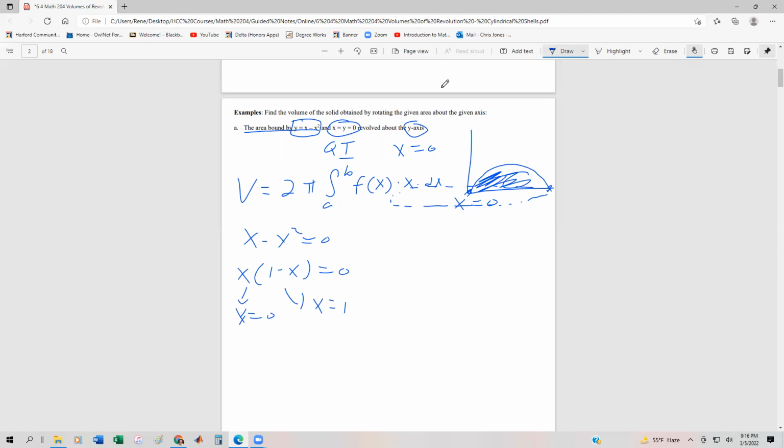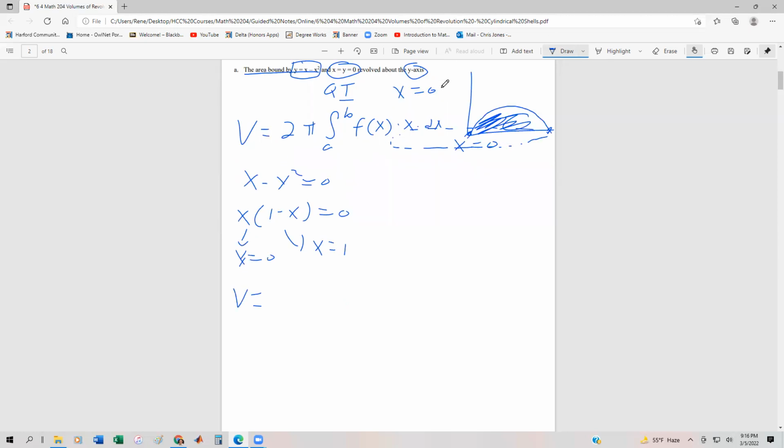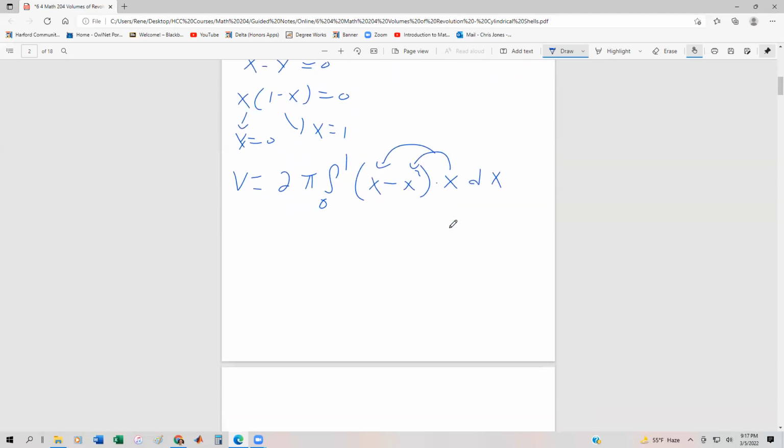So our integral for the volume is going to be 2 pi integral from 0 to 1 of the function x minus x squared times x dx. Now we're just tasked with evaluating the integral. We distribute the x so that we can prepare this for integration. So we have 2 pi integral from 0 to 1 of x squared minus x cubed dx. Now we can integrate term by term. This is going to be 2 pi times 1/3 x cubed minus 1/4 x to the 4th, from 0 to 1.